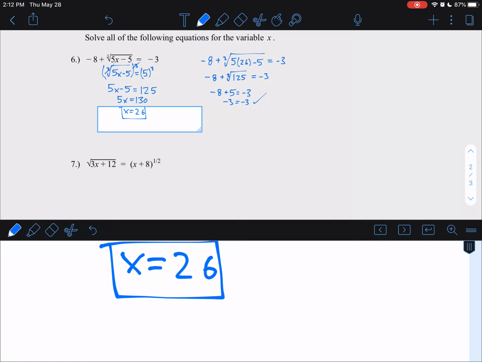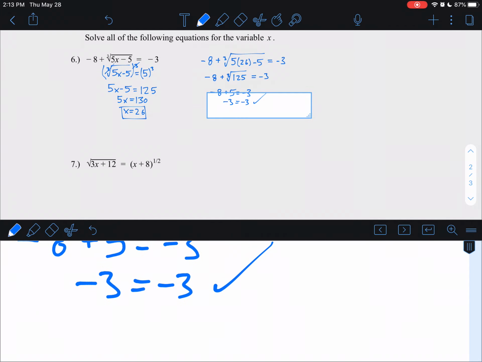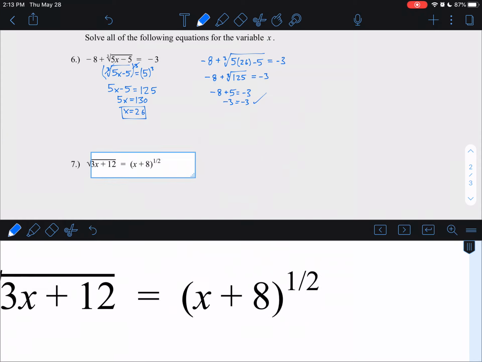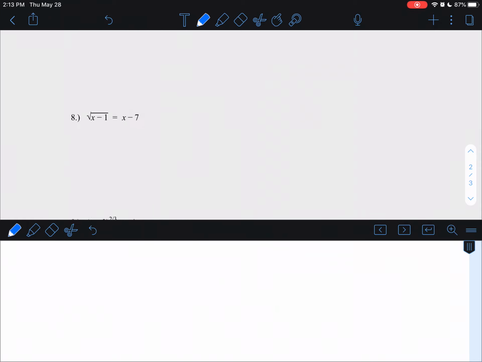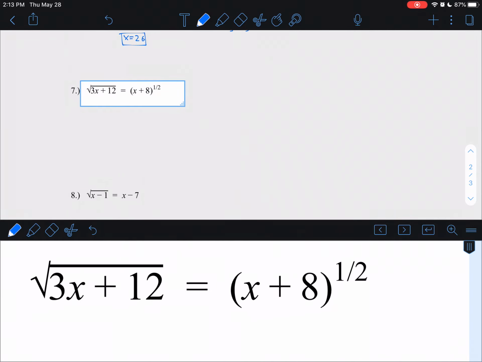That is our solution. The reason we have to check with these problems is because sometimes you'll do one, and once you plug whatever your solution is back in, it won't come out to a true statement. You'll get like 4 equals negative 3. And that's not true. 4 doesn't equal negative 3. So that's why we need to check. And I think there's 1 or 2 on here that is going to come out to something weird, where you're going to get no solution.